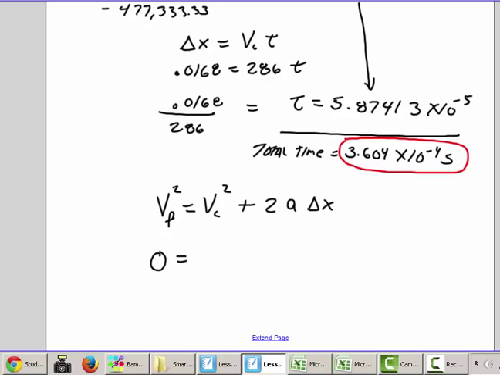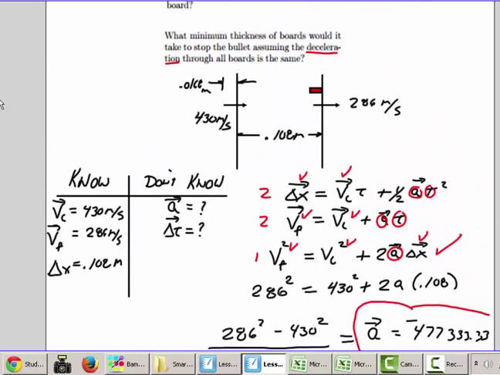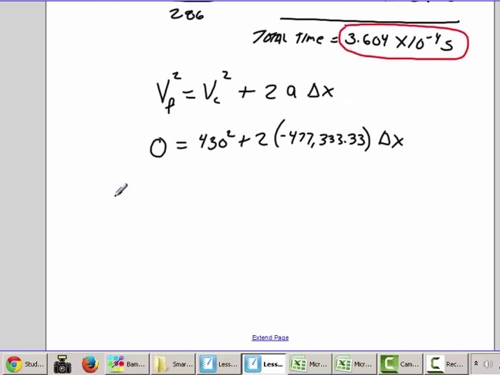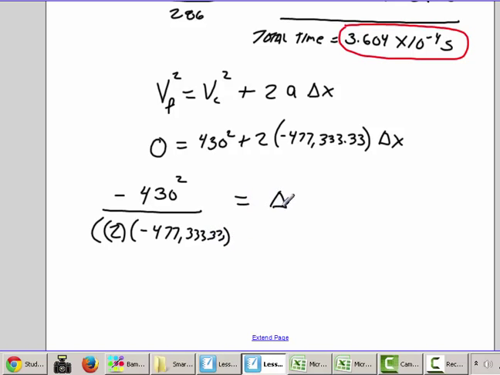Our initial velocity when we entered, again, was 430. We take 430 and square that, plus 2 times the acceleration that we found up here, which is minus 477,333.33, times delta x. We'll move this to the side. That gives me minus 430 squared, divided by, in parentheses, 2 times negative 477,333.33. That should give me the thickness of my boards.